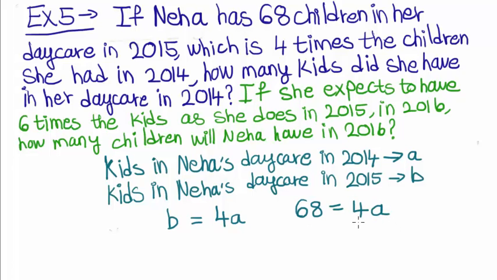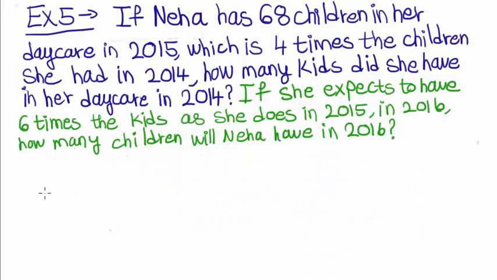In order to solve or isolate the variable A by itself, I need to perform the inverse operation of dividing both sides of this equation by the number 4. And when I do that, I get 68 divided by 4, which is equal to 17 on my left-hand side, and simply the variable A on my right-hand side. So Neha had 17 children in her daycare in 2014.